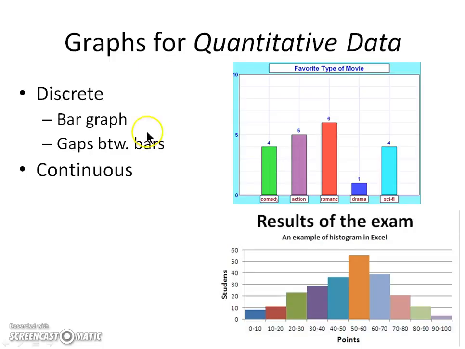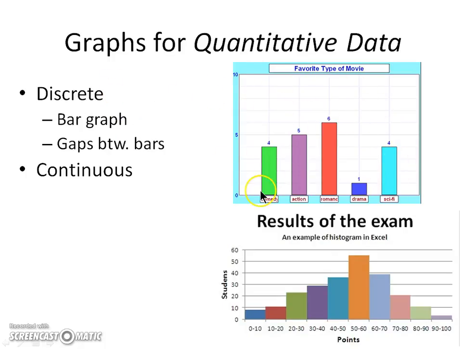A typical bar graph would look like the first graph. In this case, we have comedy, action, romance, drama, and sci-fi, so we have different types of movies. We could be asking around: 4 people like comedy, 5 people like action, 6 people like romance, one likes drama, and 4 people like sci-fi. They are discrete because we cannot really mix them. There's no continuation between them, so that's why the bars are separated. So for discrete data, we use bar graphs.